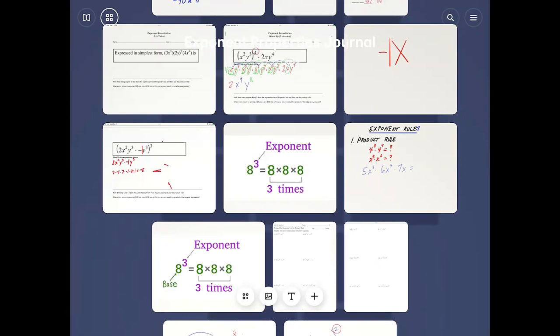This video is probably overdue on how to simplify expressions that have parentheses and a bunch of exponents all over the place. What I'm going to do is a couple of examples from the problems that we were working on in class.